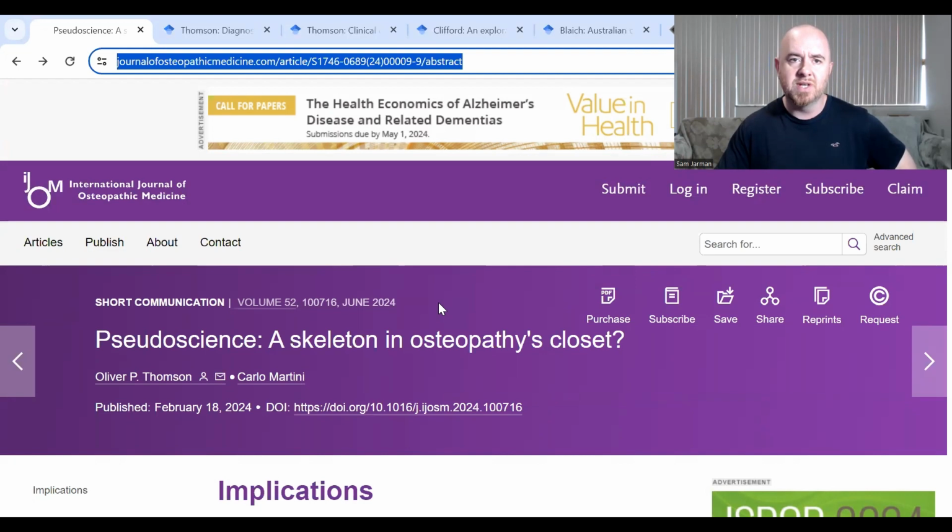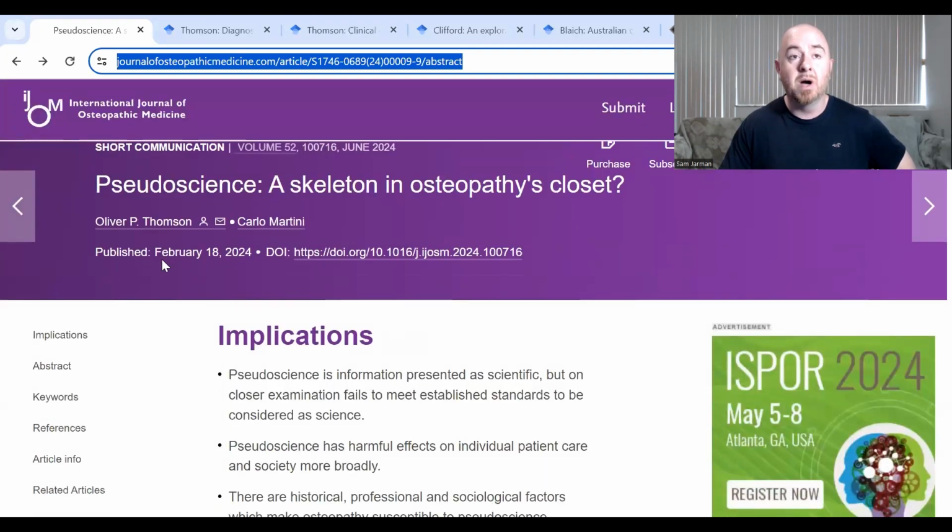The title is Pseudoscience, a Skeleton in Osteopathy's Closet. Oliver P. Thompson and Carlo Martini are the authors. The publishing date was February 18th, 2024. I'm recording this on February 22nd, 2024. The full text is not freely available that I am able to identify, and it kind of doesn't matter for the purpose of what I'm doing here, because it's going from this to the article that I found that is available not necessarily in its fully published form, but in its fully written form.